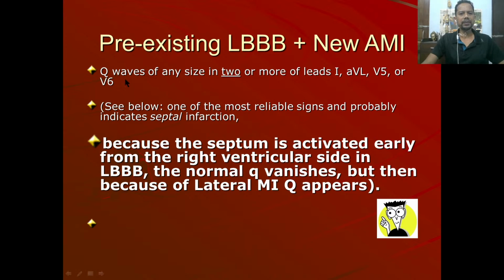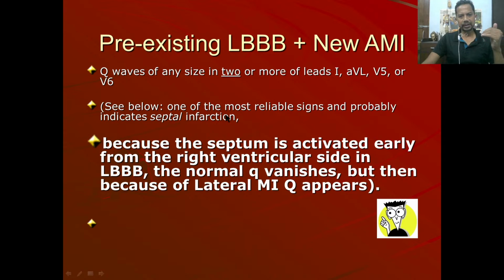So you will see Q waves of any size in 2 or more leads in lead 1, aVL, V5 or V6. So why will Q waves be there in the lateral leads? This is one of the most reliable signs and probably indicates septal infarction.